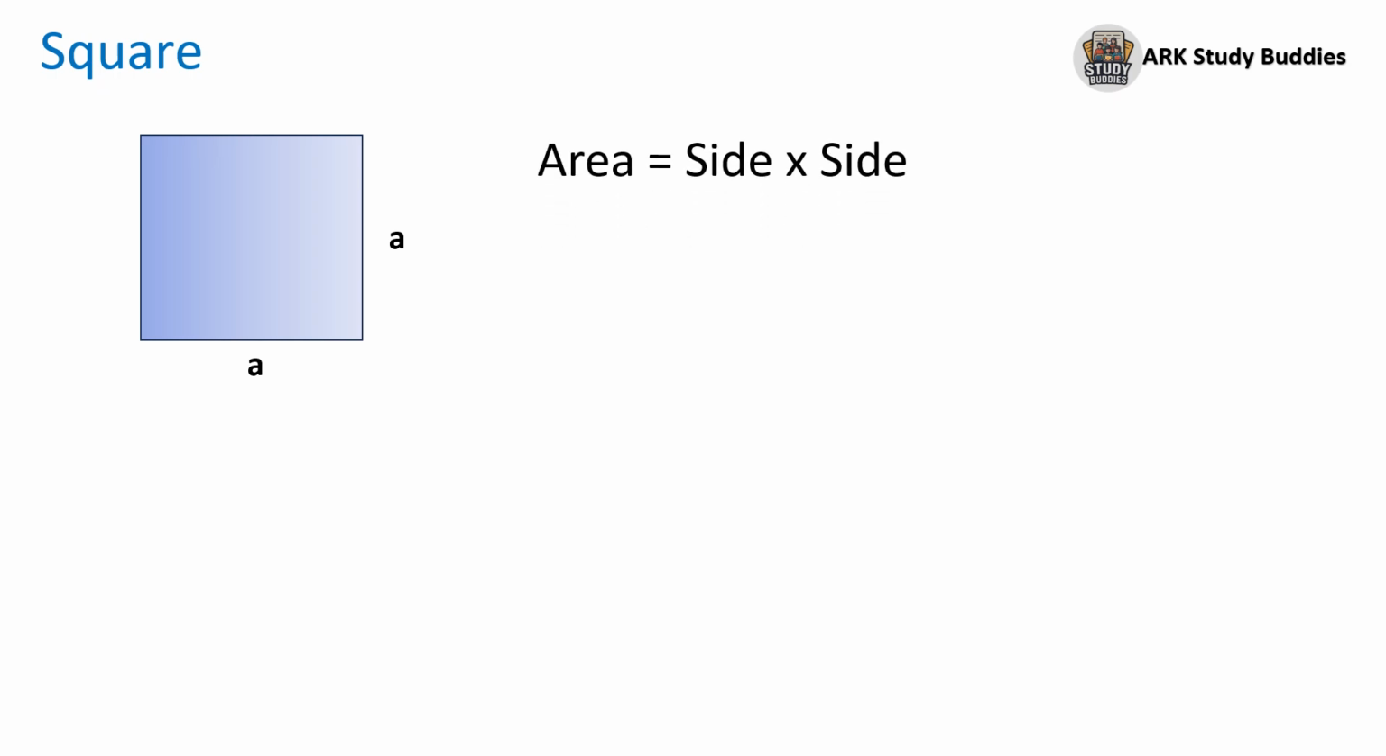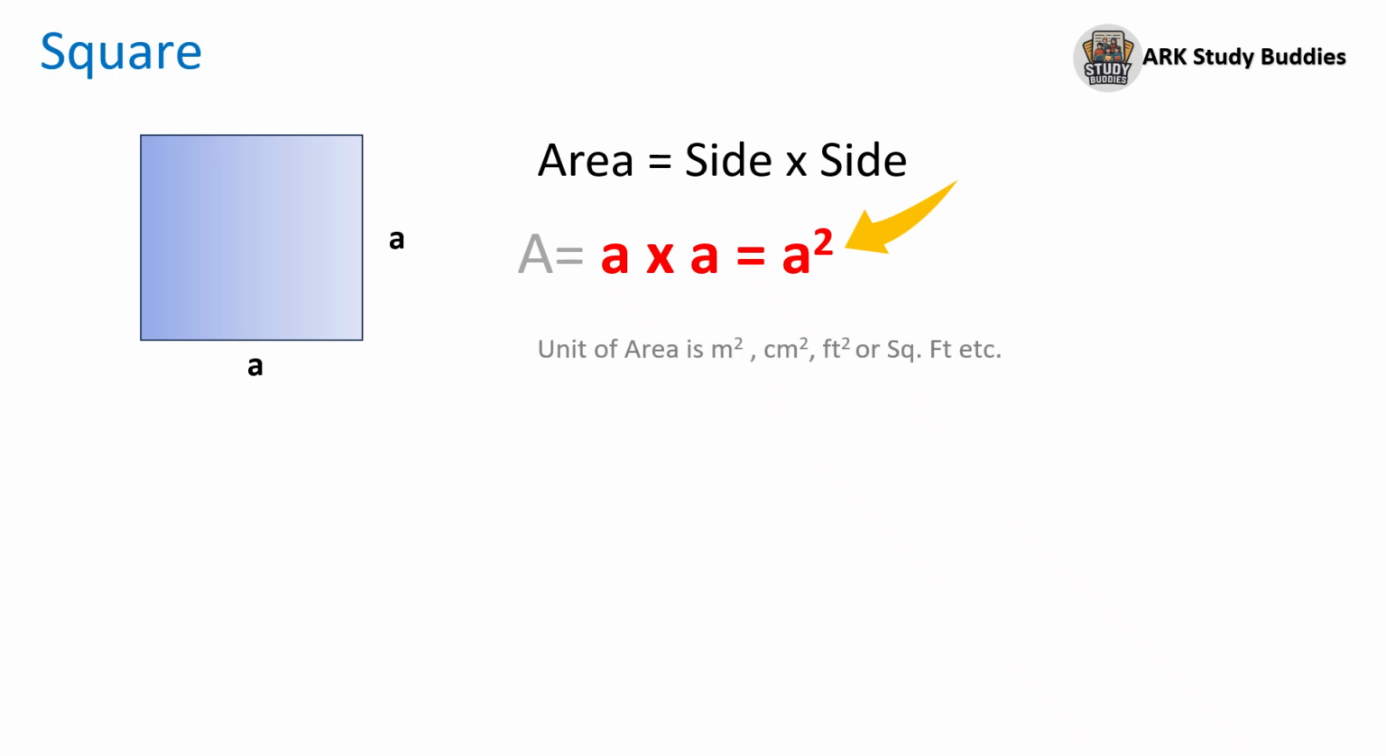Let's learn area of a square. If A is the side of a square, then area equal to side into side. That equal to A into A equal to A square. Unit of area is meter square, centimeter square and feet square. Don't forget in any of the problems.